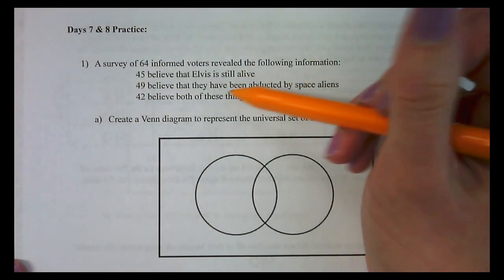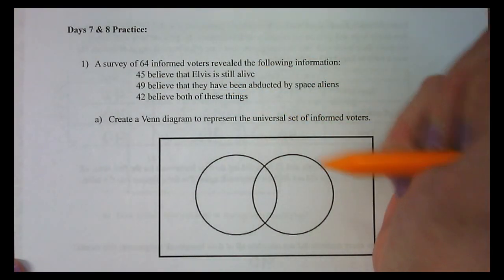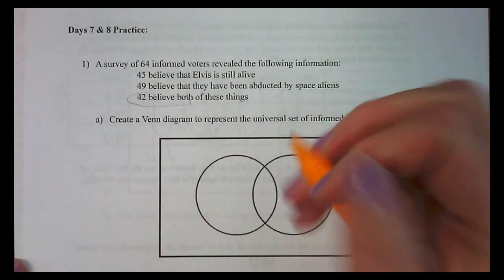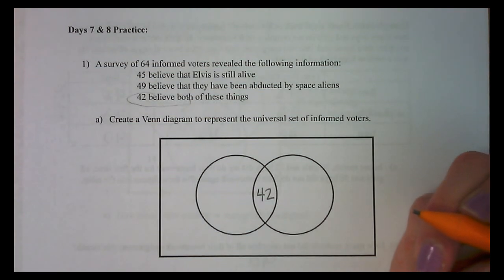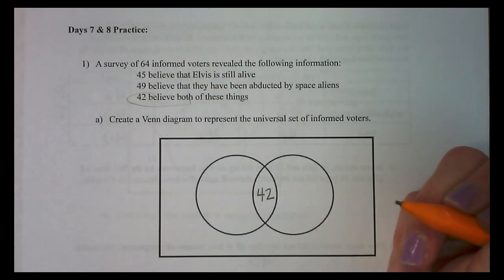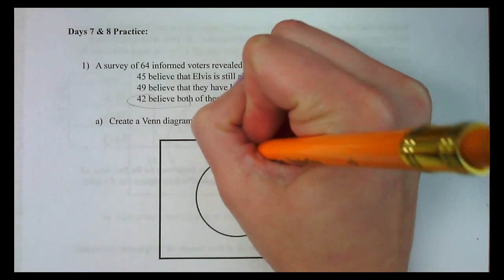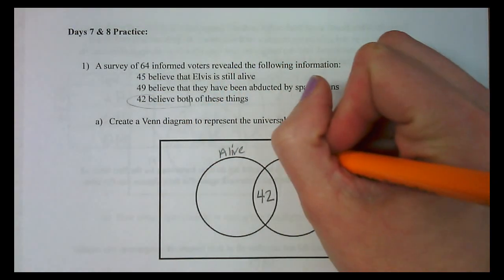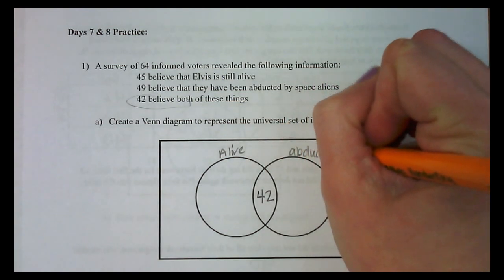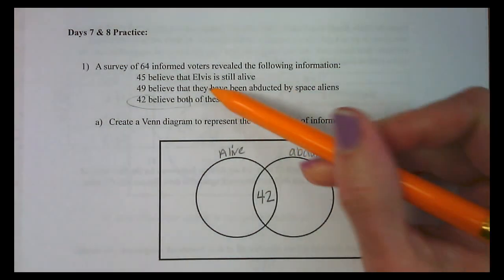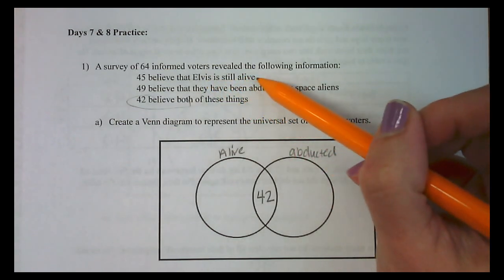Okay, for this question, remember we wanted to start where the overlap is. So we want to start where there's both. So we're going to put 42 in the both section. We need to label what we've got going on. So I'm going to put alive, and I'm going to put abducted. So 45 believe that Elvis is still alive.